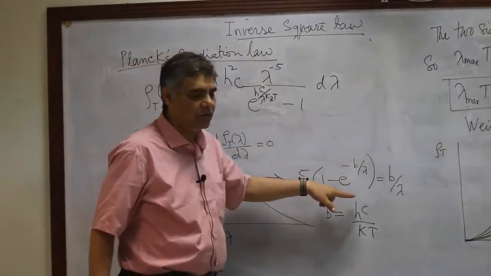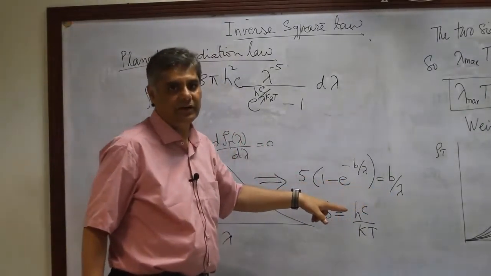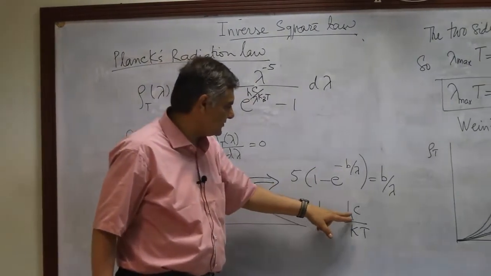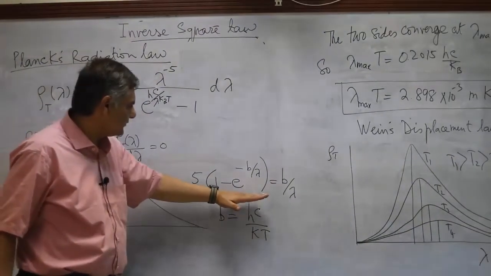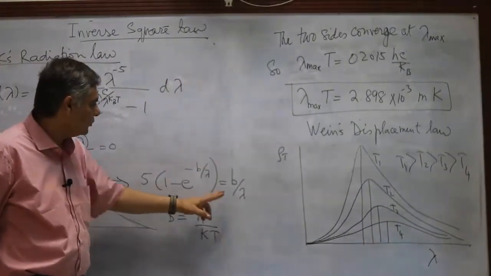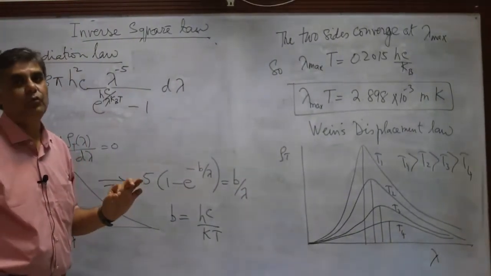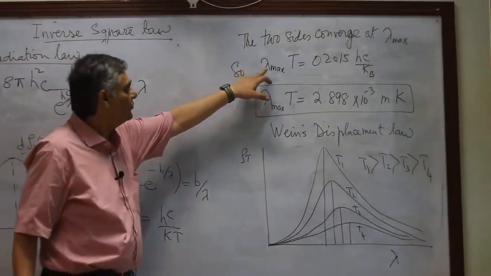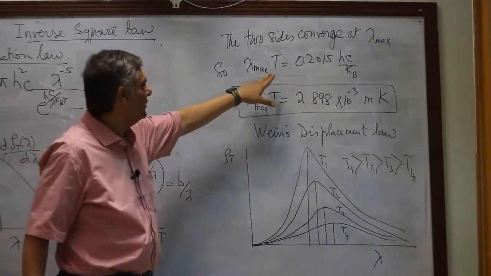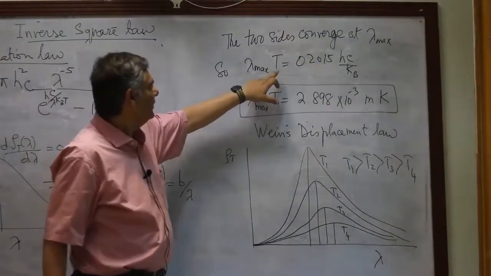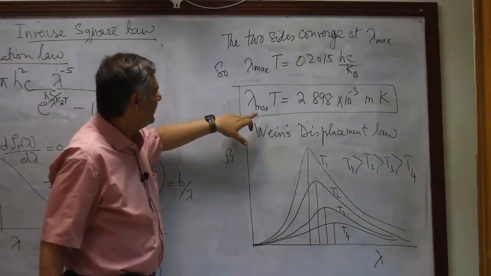This equation cannot be solved further analytically, so it is solved numerically. So the value of B here is hc over kT. So we have a solution on this side and a solution on this side as well. Whenever both converge at one point, that will be the solution of this equation. The converging point gives us this value, 0.2015. So we have got Wien's law equation.